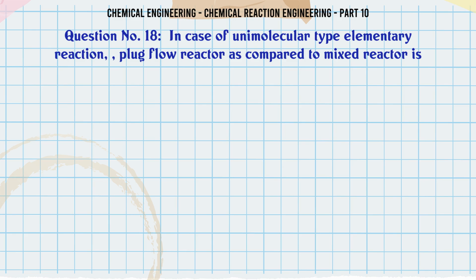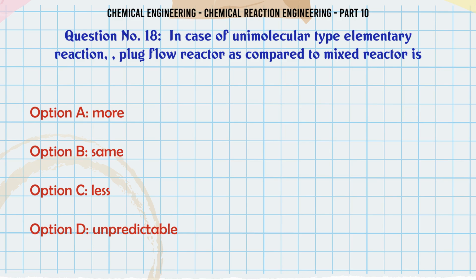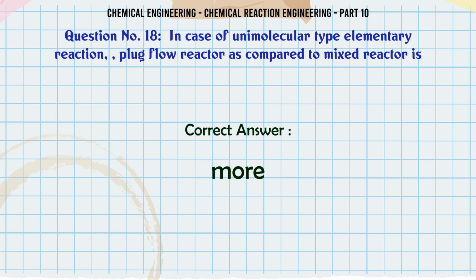In case of unimolecular type elementary reaction, plug flow reactor as compared to mixed reactor is: A. more, B. same, C. less, D. unpredictable. The correct answer is more.